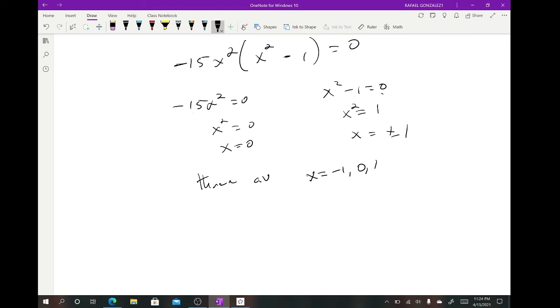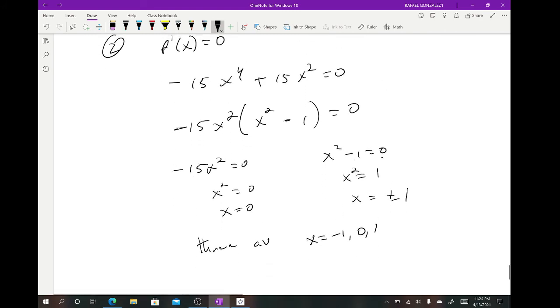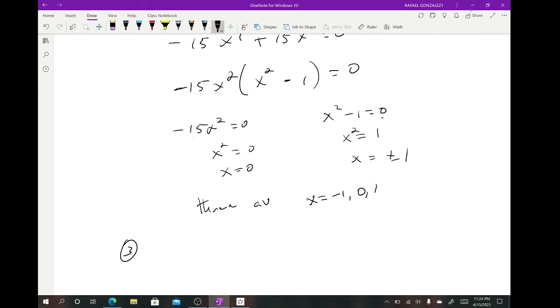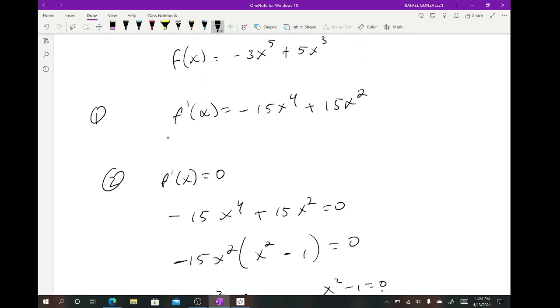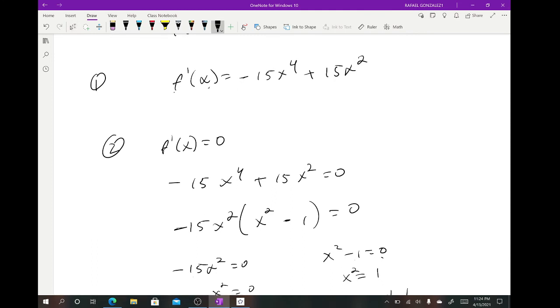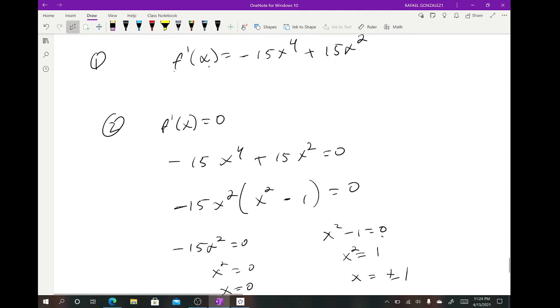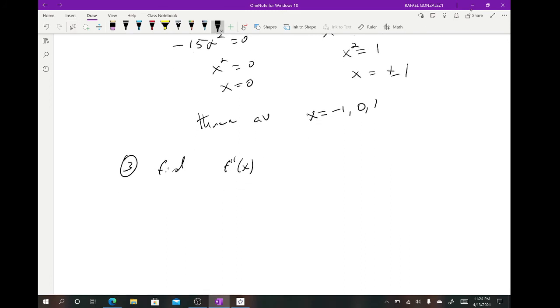Okay, now we have found the critical values. The third step is to find the second derivative. Typically, actually always, I'm doing it this way, but typically once I take the first derivative, I like to simply go away and take the second derivative right away so that I don't have to go back up on my paper. So let me just rewrite what the function was. So f prime of x was negative 15x to the 4 plus 15x squared.